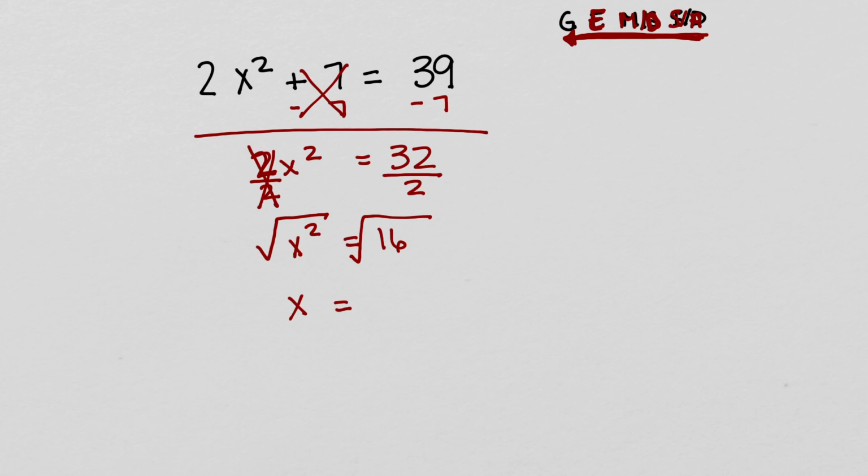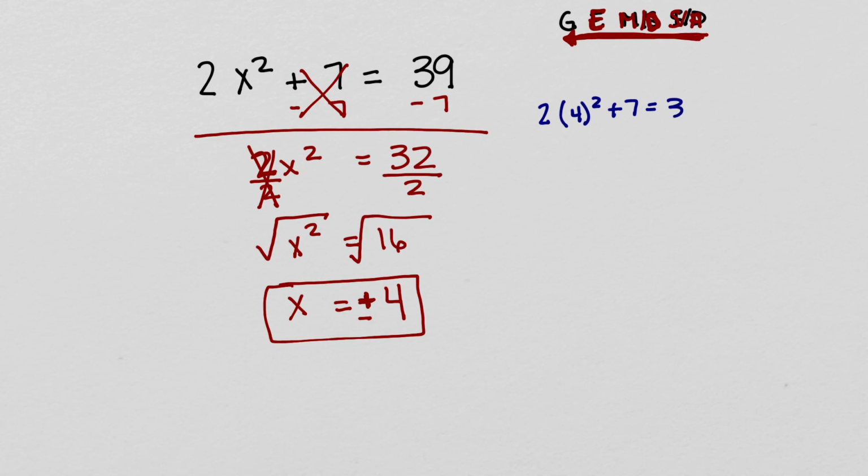And what is the square root of 16? Well, what times itself gives me 16? I know that it could be positive 4 or negative 4. So remember, a lot of times when we've got a square root, we're going to have two answers, positive and negative. Let's just check that to be sure. Okay, so let's try positive 4. 2 times 4 squared plus 7 equals 39.